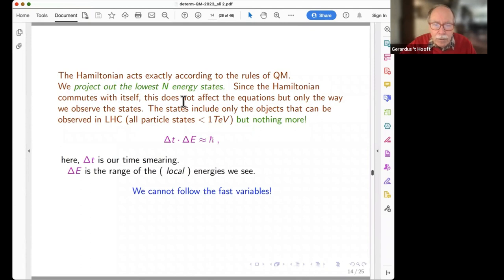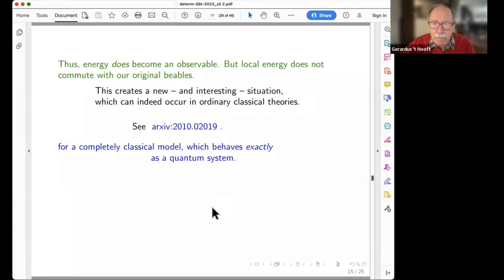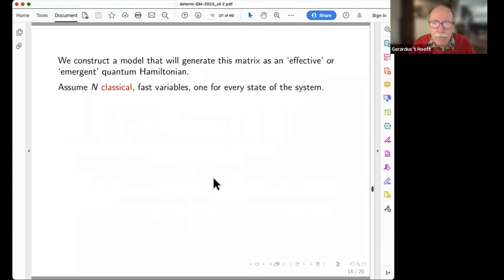So this is the main rule now: yes, you have fast variables, but we cannot follow them. We cannot measure them. Therefore, we encounter the real quantum mechanical nature of our world, because we are missing out on looking at those fast vibrating particles. And then by doing that, you get a new and interesting situation. Now the theory looks much more like quantum mechanics. I'm going a bit faster because I wanted to go into the consequences of such a theory.